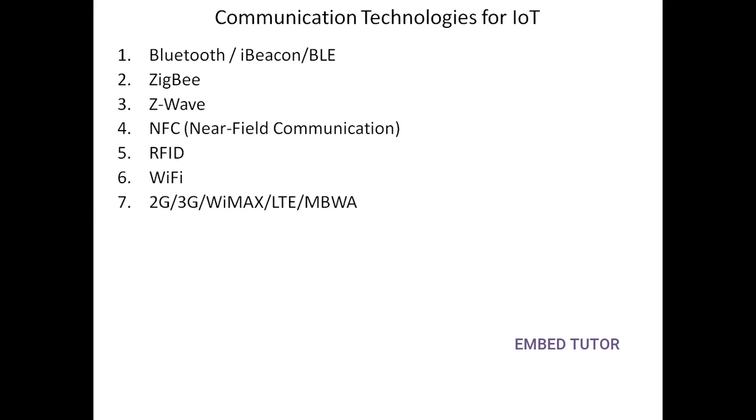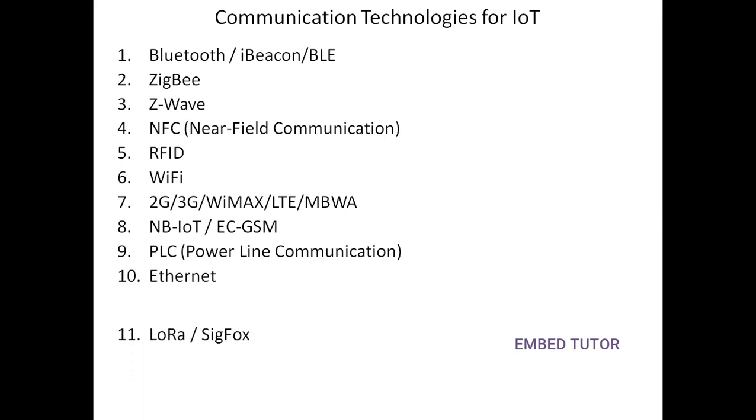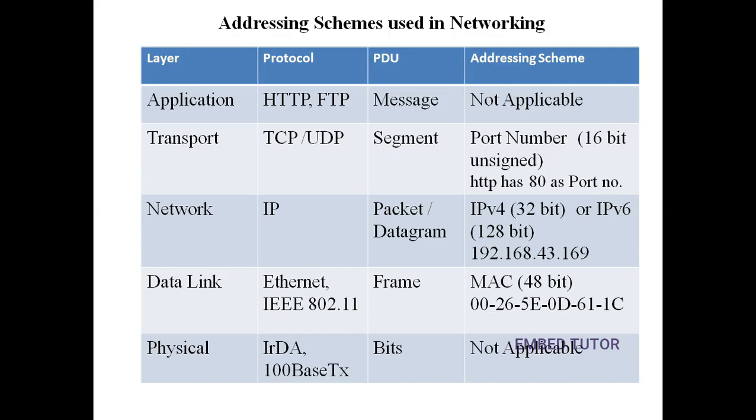and cellular technologies like 2G, 3G, WiMAX, long-term evolution, mobile broadband wireless access, and the popular cellular technologies for the IoT, NB-IoT, that is narrowband IoT, and extended coverage GSM. You can also make use of power line communications, followed by wired Ethernet, as well as the non-cellular communication technologies that fall under the category of low power wide area network, called LoRa and Sigfox. And many more communication technologies are available for IoT.